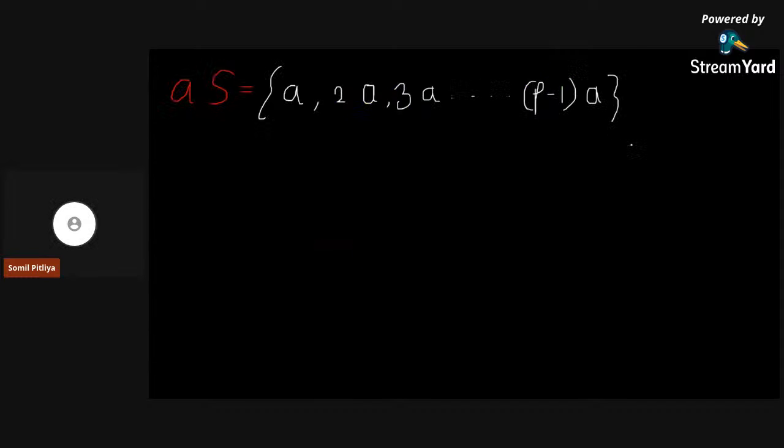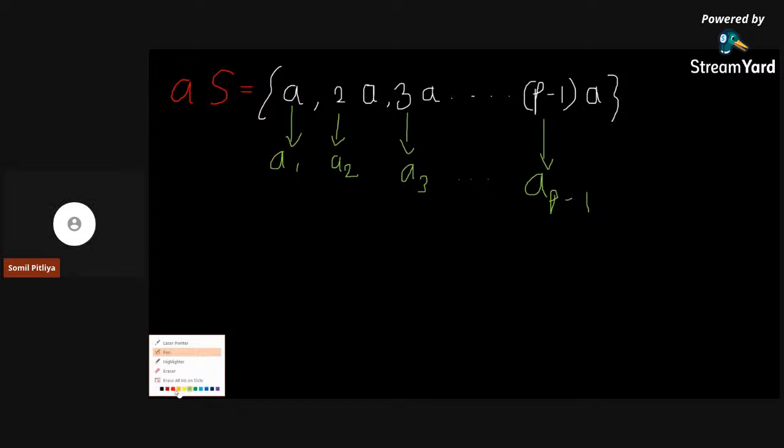Let us give another name to the elements of aS: I am calling a as a1, 2a as a2, 3a as a3, and so on till (p minus 1) times a as a(p minus 1). Now, first of all, I am making a claim about a number ai from the set aS, where 1 is less than or equal to i, which is less than or equal to p minus 1.